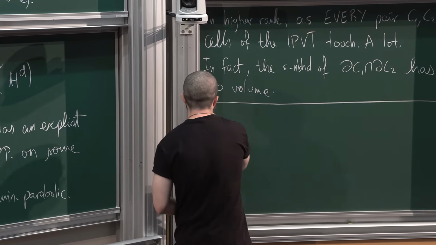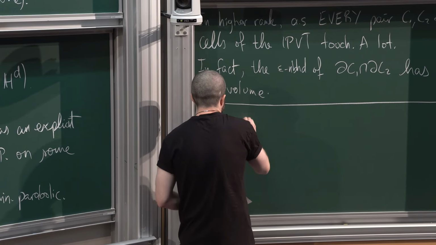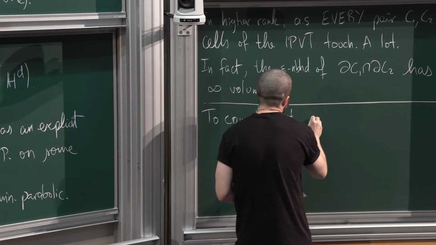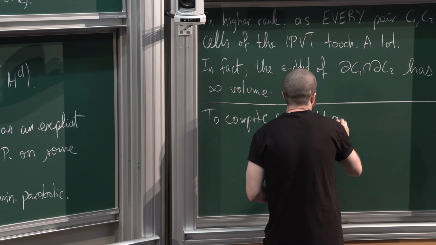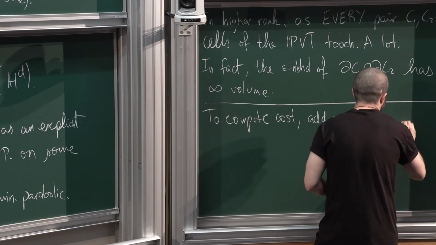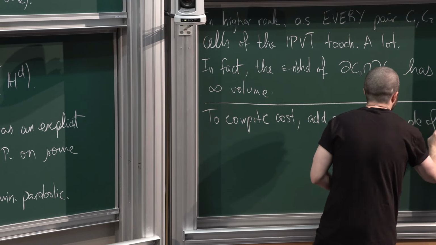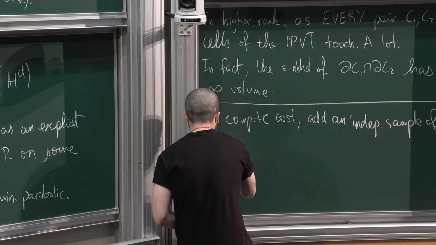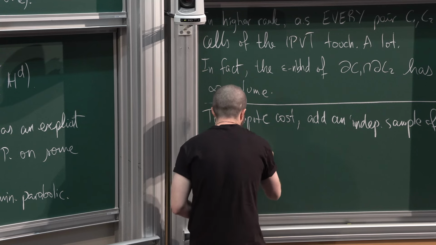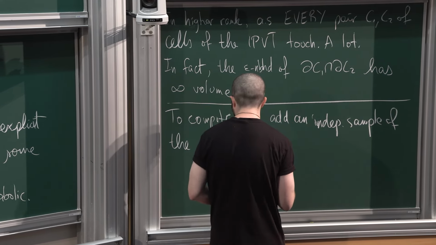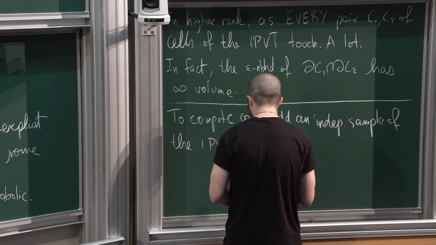So to compute cost, add an independent sample of the IPVT to the picture. I'm allowed to use this extra randomness to construct these graphs.